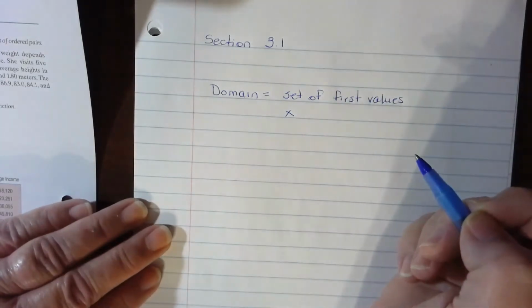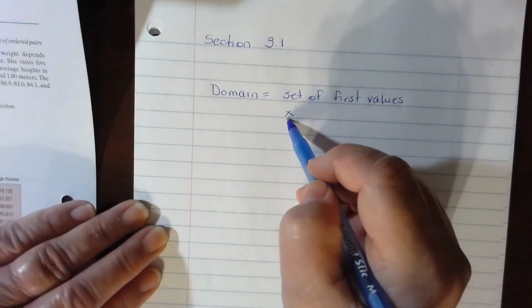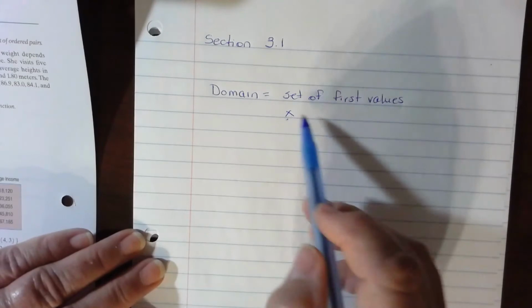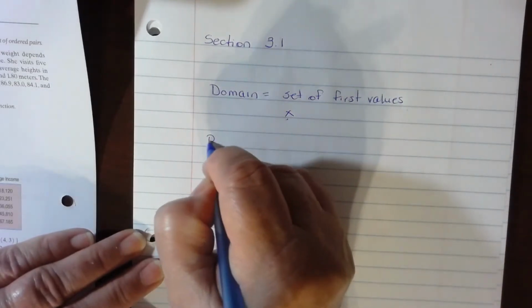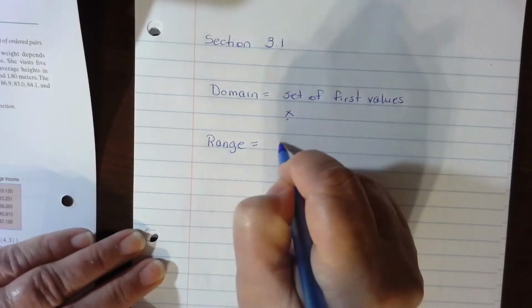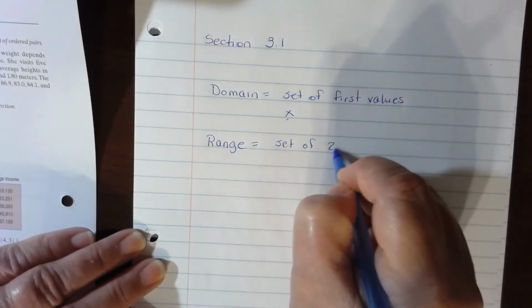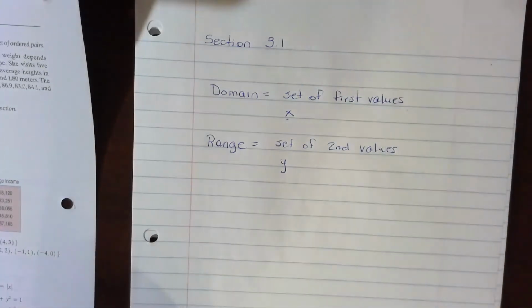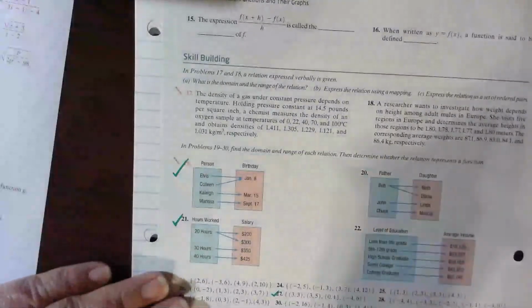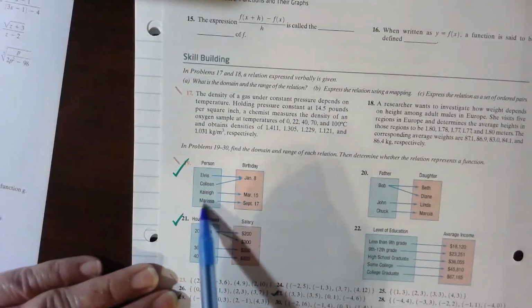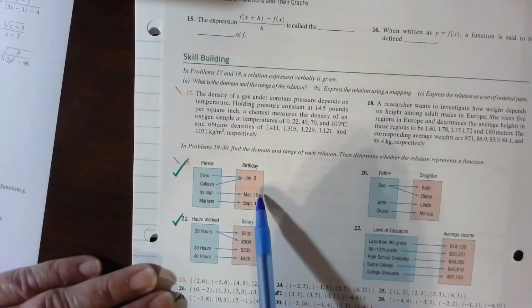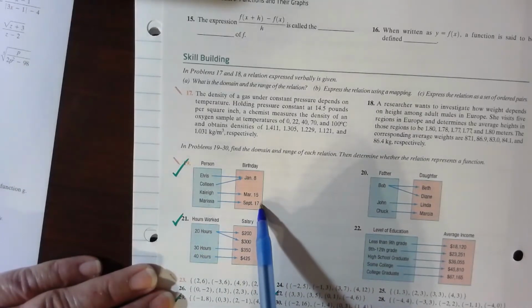Usually that's the set of x's, because typically when we get to the numbers part, we're using x's. In this group, they're not using x's and y's, so we just call it the set of first values. And the range is the set of second values. That is, typically, it's the y values. Well, in this problem, my domain would simply be the list: Elvis, Colleen, Kaylee, and Marissa. My range would be January 8, March 15, and September 17.